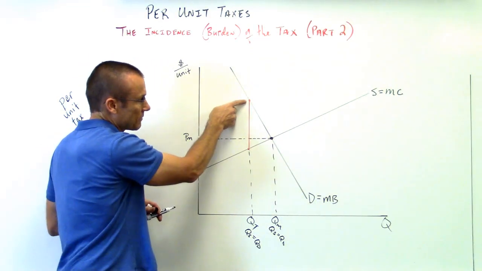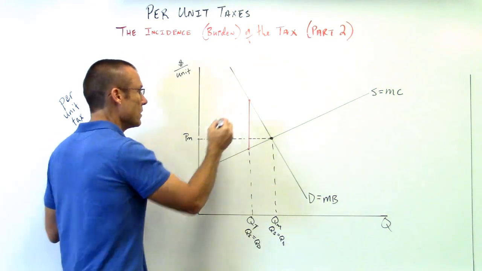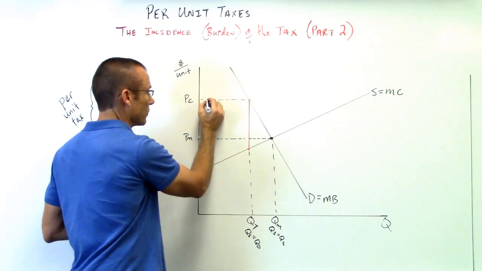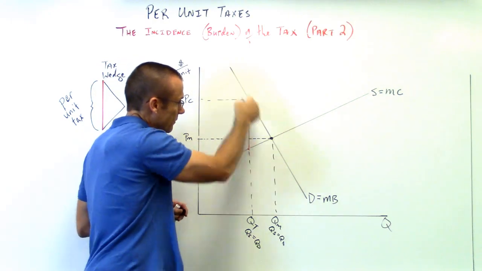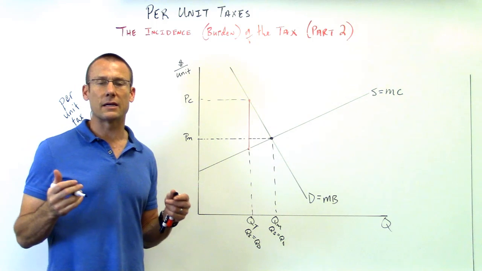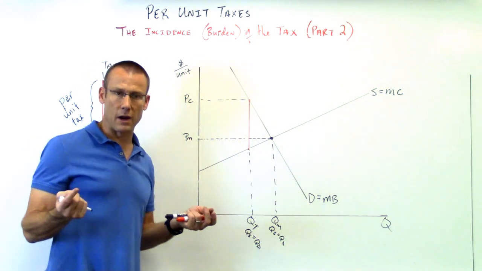Now notice, at the top of my tax wedge, which curve am I hitting? I'm hitting the demand curve. So this gives me price consumer. Let me say that again. The top of my wedge is touching my demand curve. I'm on my demand curve right there, hence price consumer. And that should make sense. Per unit taxes are going to raise the consumer's price.